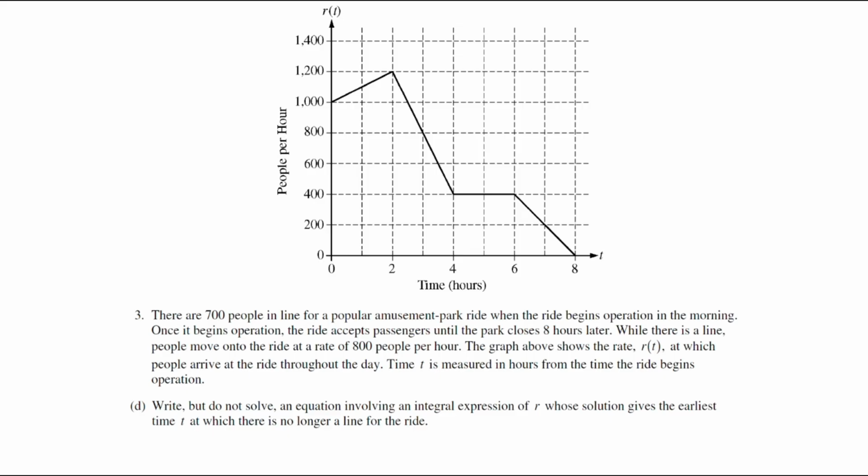And the number of people in line is the initial amount in line, 700, plus the integral from 0 to t of r, we'll call it r of x dx, minus the number of people that get on the ride, which is 800 times whatever number of hours we've gone past. And so this is an expression to tell us how many people are in the line at any given time.